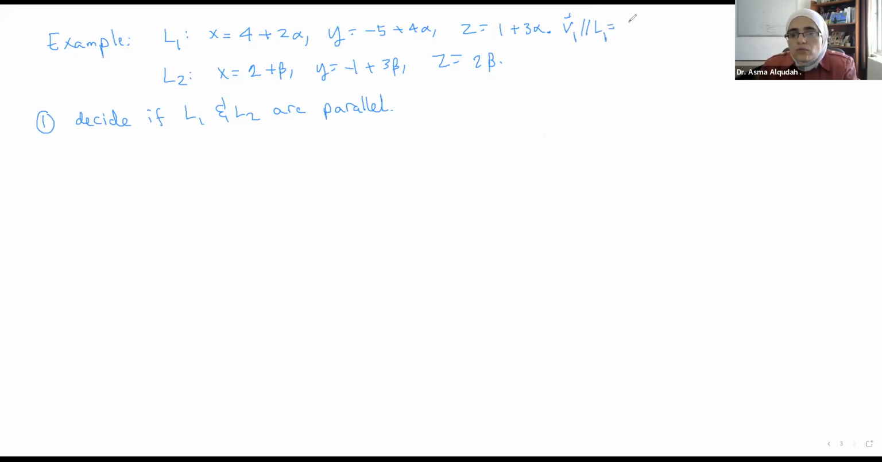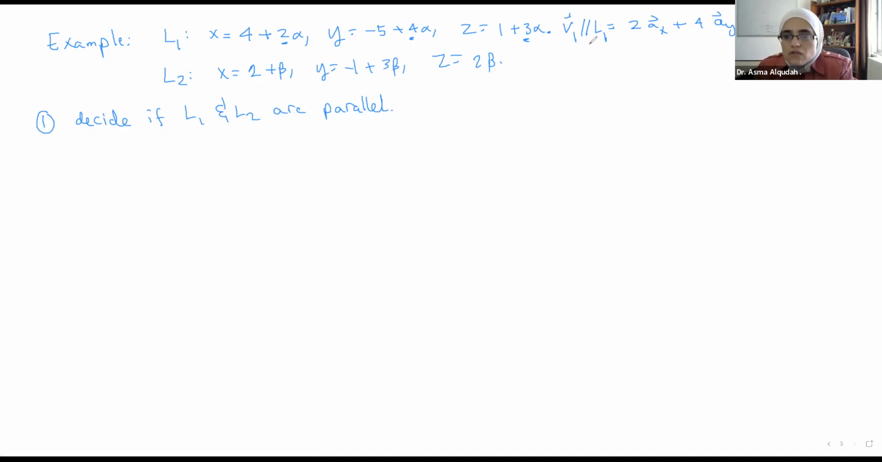It's equal to 2a sub x plus 4a sub y plus 3a sub z. Of course, we mentioned that the parameters alpha and beta are real valued parameters. They could be any real number. We can assume them 1, 2, whatever you want. But for the vector, we take the coefficients of these parameters.